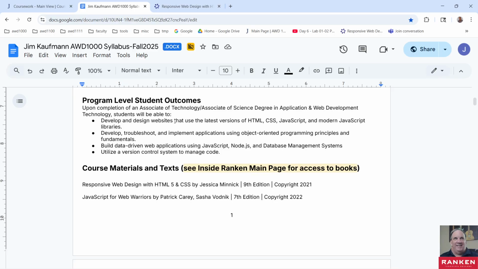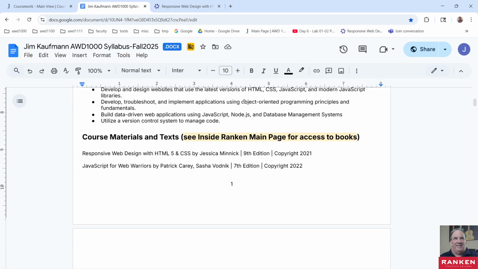So develop and design websites using the latest versions of these technologies, right? Develop, troubleshoot, implement applications using object-oriented programming principles and fundamentals. Obviously, you may not know what this is. C# students will know what that means, but if this is your first course, then you may not know what that means, but you will learn that as we go along in this program. Build data-driven web applications.